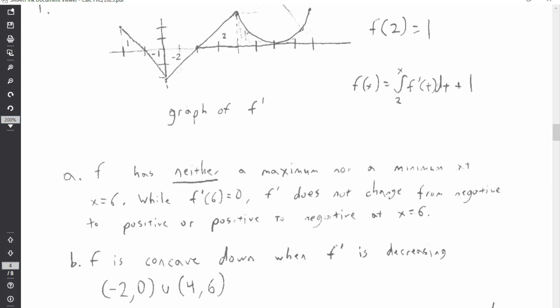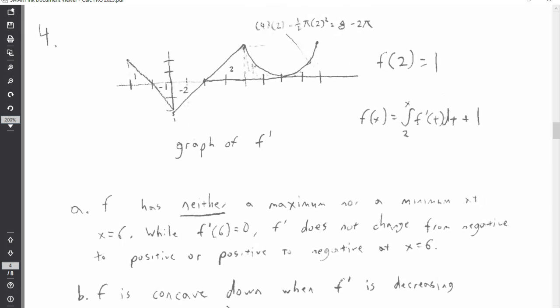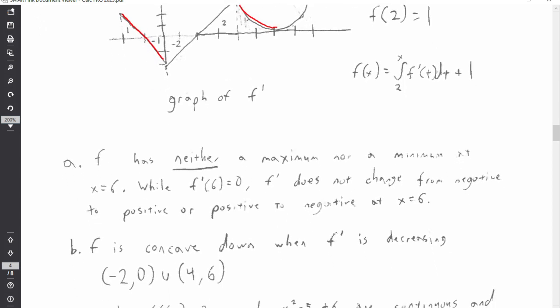So I always start with that explanation first. Connect the calculus idea so that you can look at the graph and you don't have to think about the calculus. So I've thought about it: I'm looking for when f prime is decreasing. And so then I can go up to the graph and say, oh, that happens here and here. So from -2 to 0 and from 4 to 6.